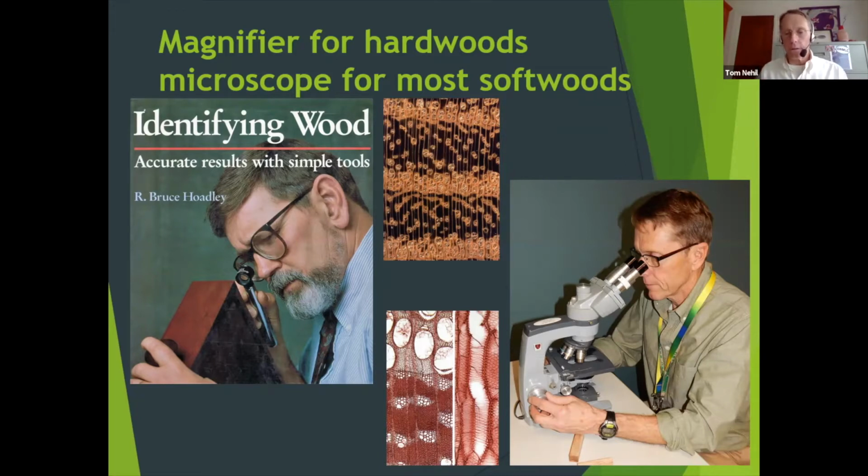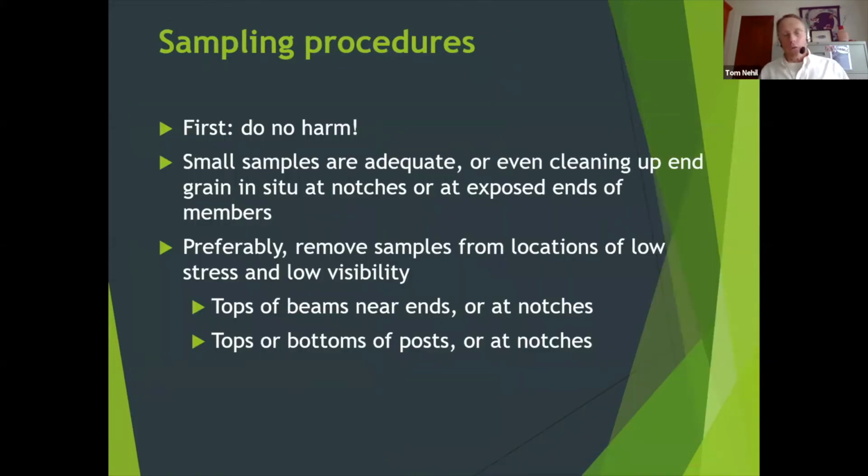But that's what they're doing at the lab. They're looking at the individual cells quite often to figure out what kind of wood you have. We all need to be able to send them samples, and this does not need to be a destructive process. The samples that you need are small, just the size of your little finger. And so we can look for places to take these samples that are invisible or very modestly visible and don't damage the structural member either.